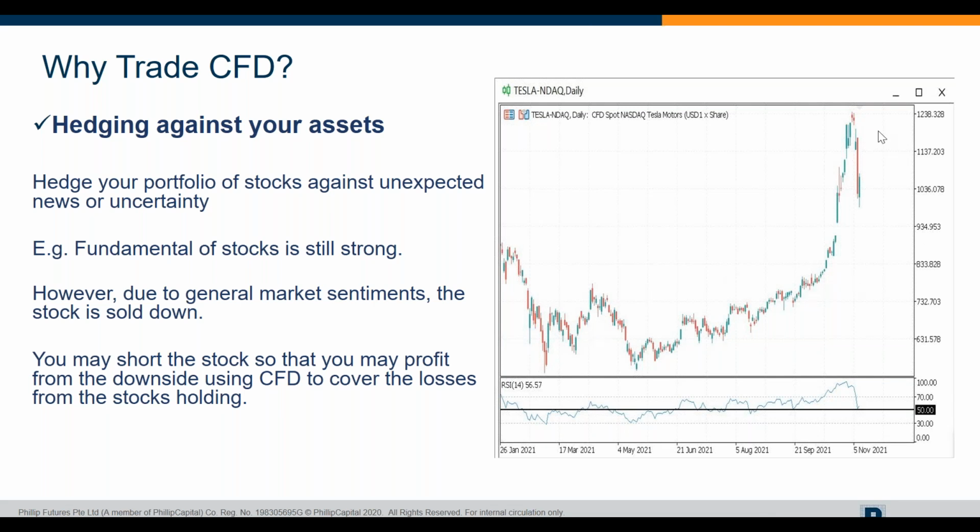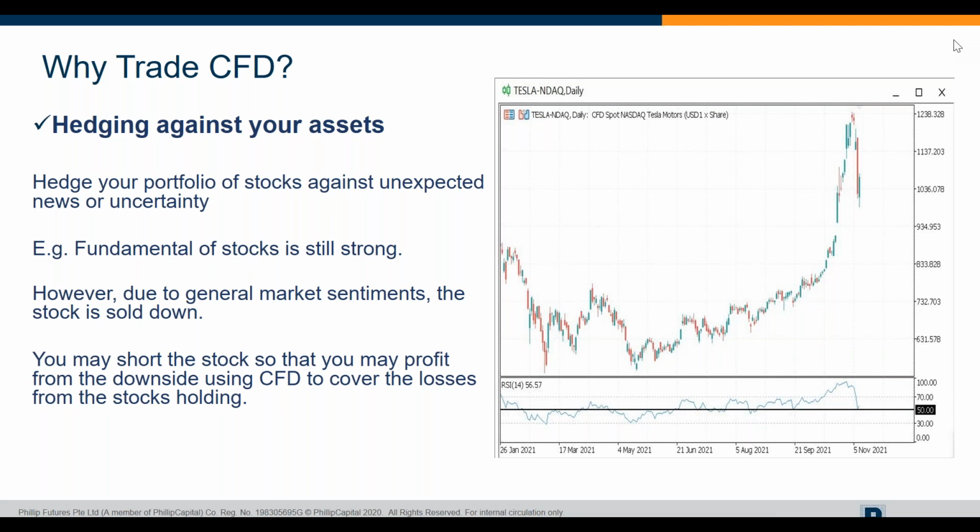It has rallied pretty crazily towards like September, October. So you hold the actual underlying position in Tesla shares. You are really glad that it's going up, but at the same time, you think that this may not be sustainable. Okay, but you wouldn't want to sell out the whole position. You want to hold it for long term. You want to hodl it.